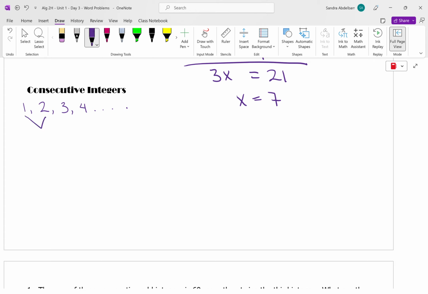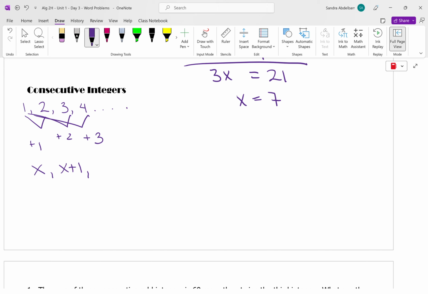To get from 1 to 2, how much are we adding? 1. But to get from 1 to 3, how many am I adding? 2. To get from 1 to 4, how many am I adding? 3. So whenever we're dealing with consecutive integers, the first thing we're going to do is label the first integer x. And then after the first integer, we are x plus 1. And then what do you think the third integer will be after x?